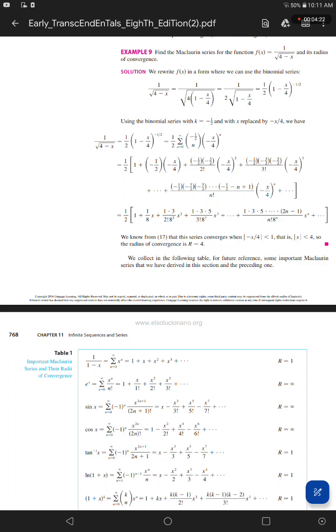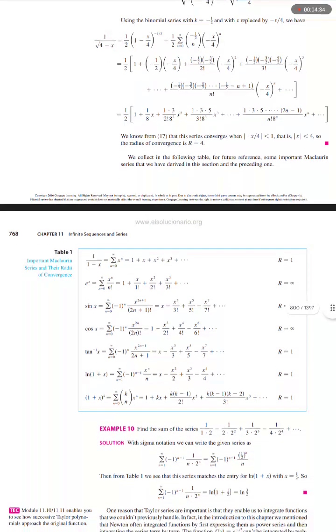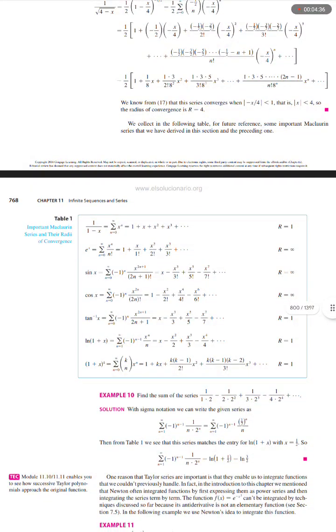We collect in the following table for future reference some important Maclaurin series that we have derived in this section and the preceding one. Table 1, important Maclaurin series and their radii of convergence.